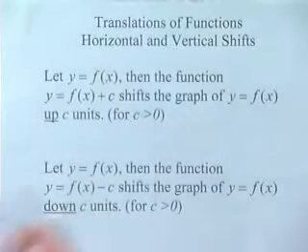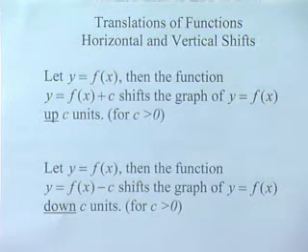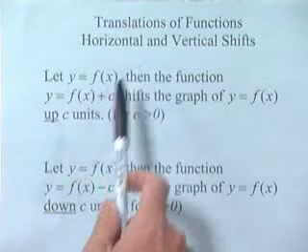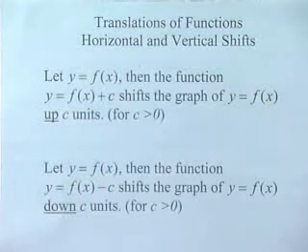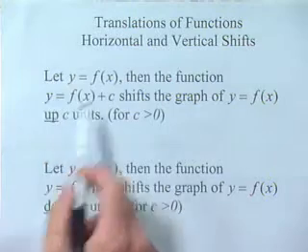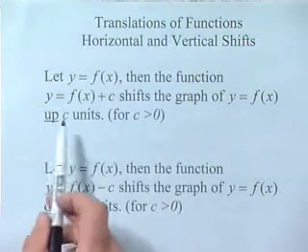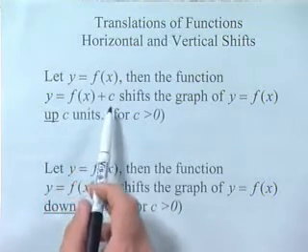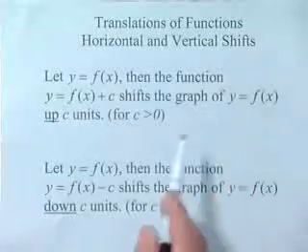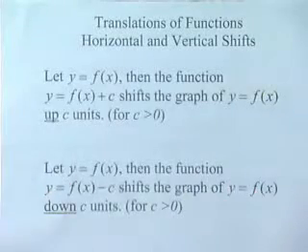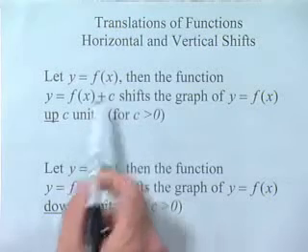We're going to call this lesson translation of functions. The first thing we're going to do is shift functions horizontally and vertically. Let's take a look at what I have written down. It says, let y equal some function. Then the function y equals f of x plus c will shift the graph of y equals f of x up c units. I'm supposing that c is a positive number.